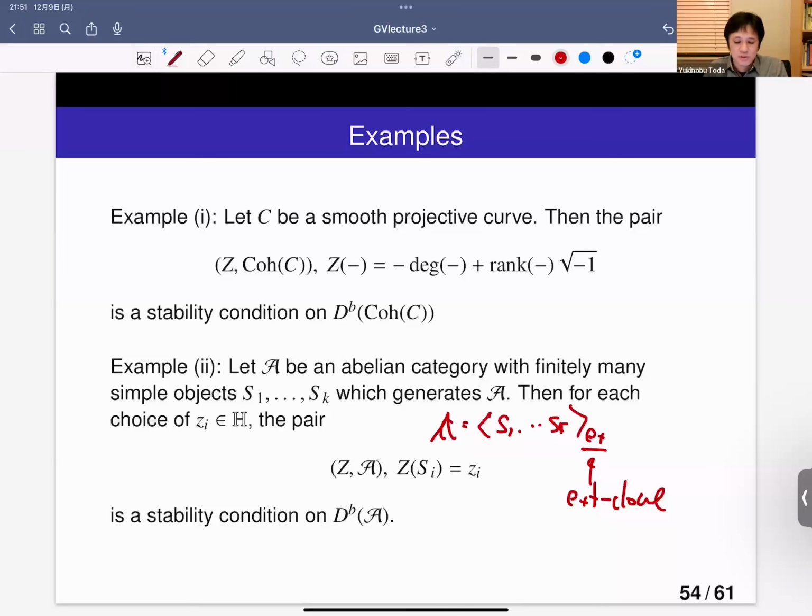So in this case, because every object in A has some filtration whose subquotients are one of the Si, by just taking the image of each simple object by the central charge, we can construct a stability condition. For example, if there are only two simple objects, we can consider Z(S1) and Z(S2), and so on. So this happens when A is like the module category over some finite dimensional algebra, or like representations of some quivers.